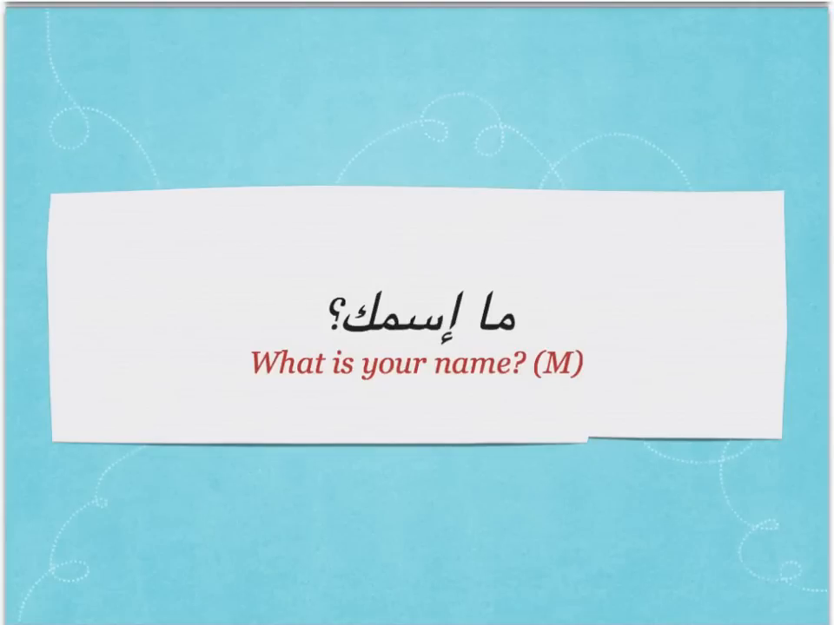Ma ismuka, ma ismuka. What is your name? It's written exactly the same as ma ismuki. The only difference between ma ismuka and ma ismuki is that the male form, ma ismuka, has a fatha on the kaf, and ma ismuki, the female form, has a kasra on the kaf.